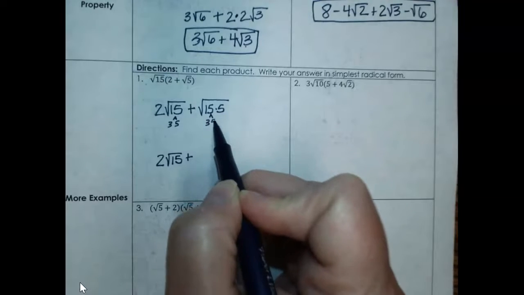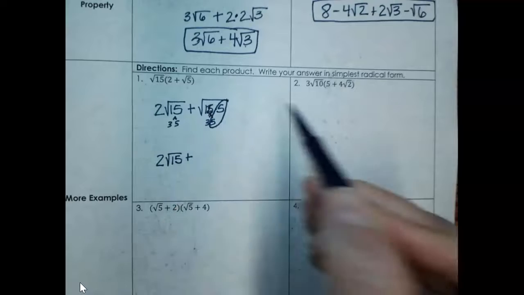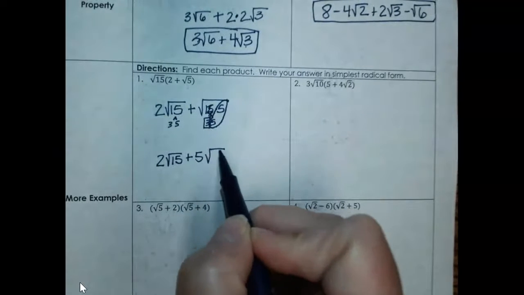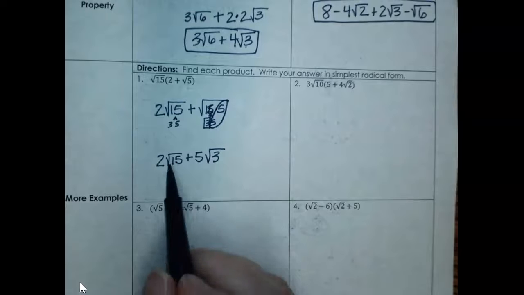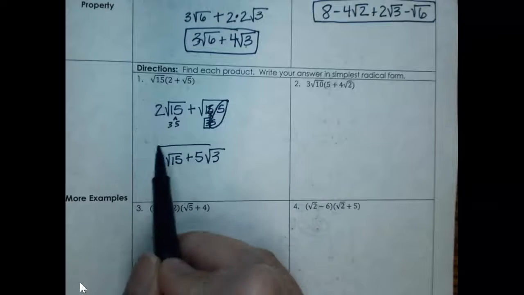15 is 3 times 5, and I have a 5 there already. So I have a 5 that's going to come out, and a 3 that's going to remain inside. Those are not like terms, so that is going to be our answer.